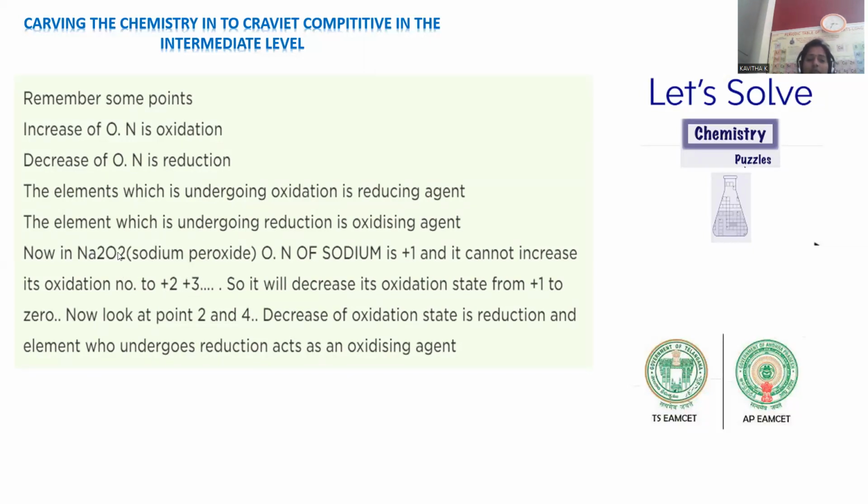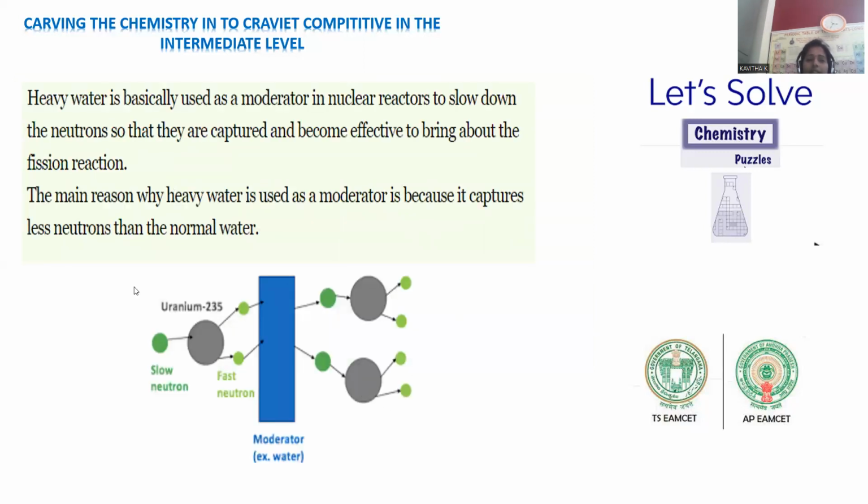Always, the peroxy bond is highly unstable and weak, having a tendency to release oxygen, so that it works like an oxidizing agent. And another one, deuterated water, called heavy water, is basically used as a moderator in the nuclear reaction. Whenever uranium-235 is bombarded with a slow neutron, neutrons are very essential to initiate the nuclear fission reaction. In order to cleave this heavy uranium, a tiny neutron is required.